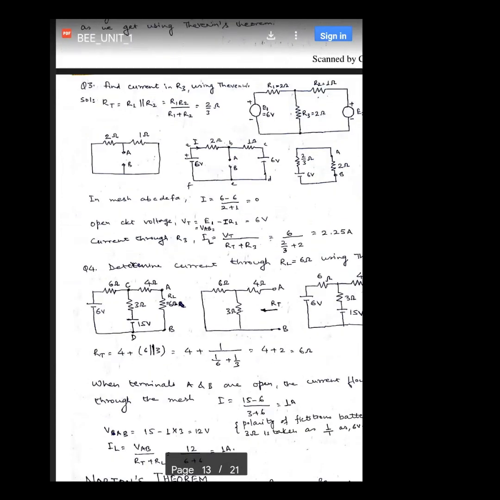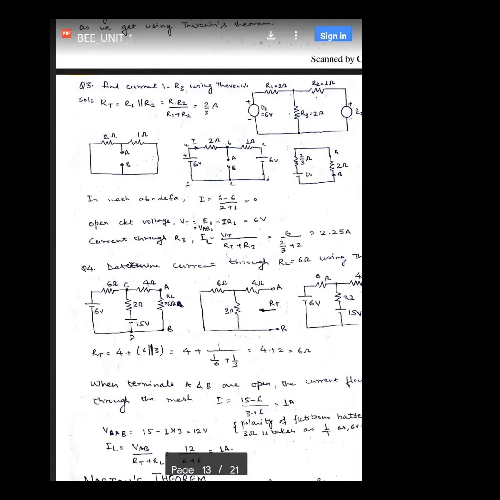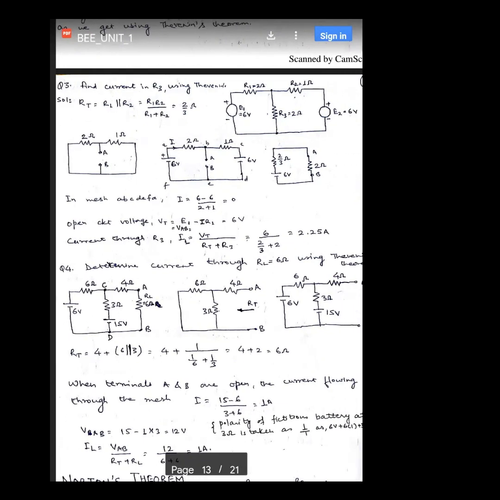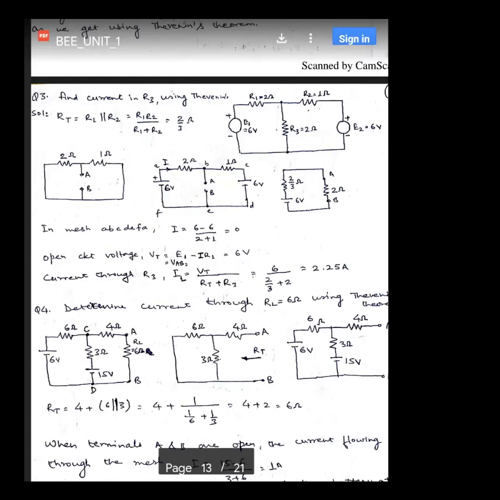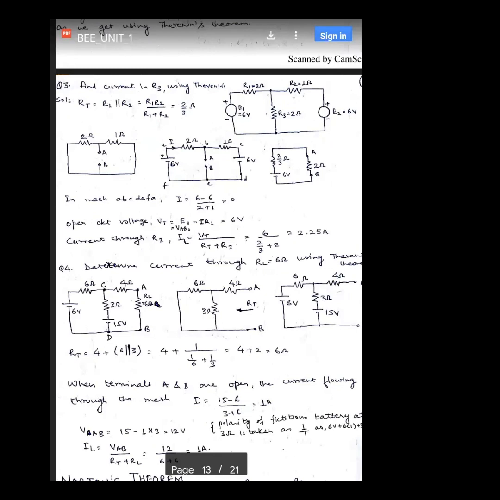So we will take another numerical here. A circuit is given to you and the load resistance is R3. What does the question say? The question says to find the current in the R3. So when we are required to find the current in the R3, it means that the R3 is acting as the load resistance. Okay. So first thing first, we will calculate the Thevenin resistance.